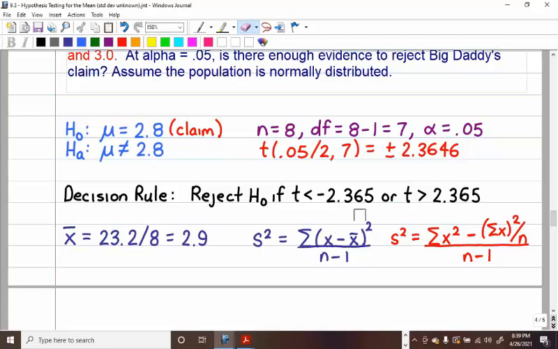So your decision rule on this, using the critical value method, rejection regions, is reject the H0 if t is less than negative 2.365 or if t is greater than positive 2.365.